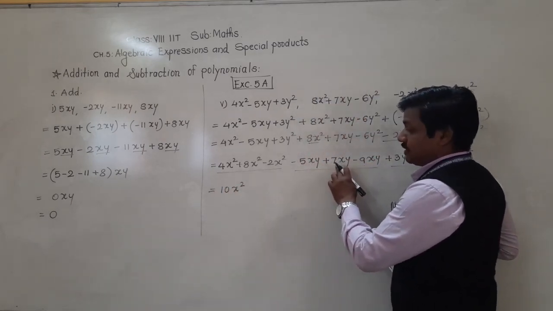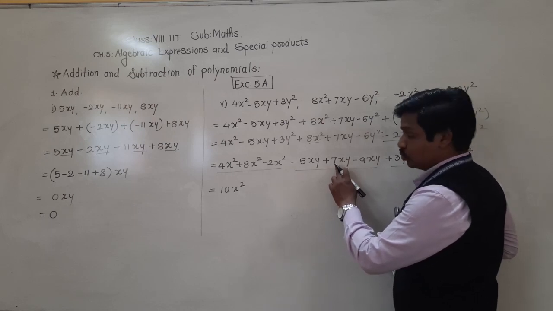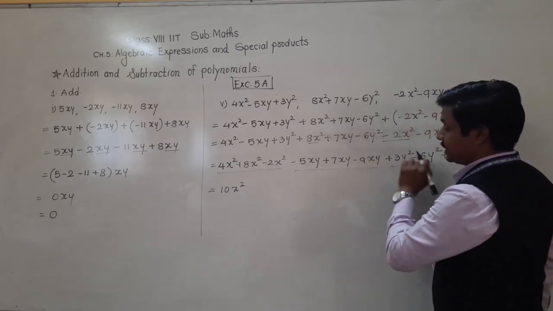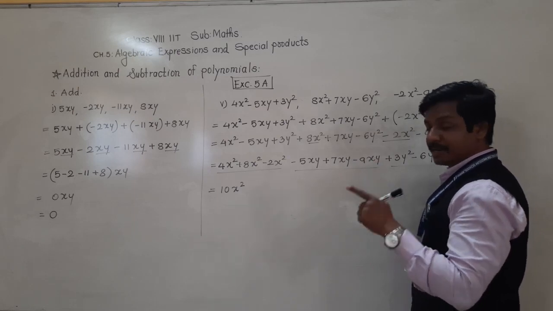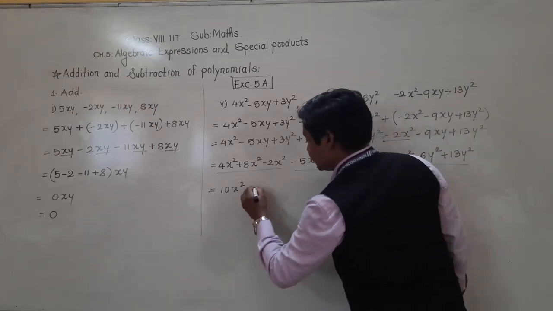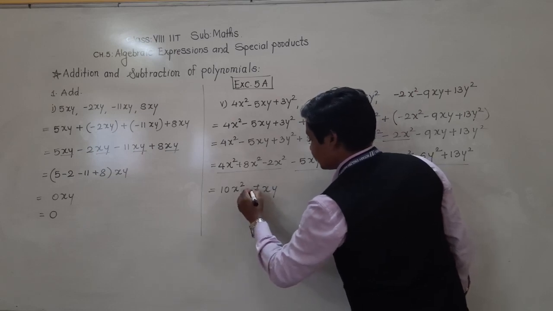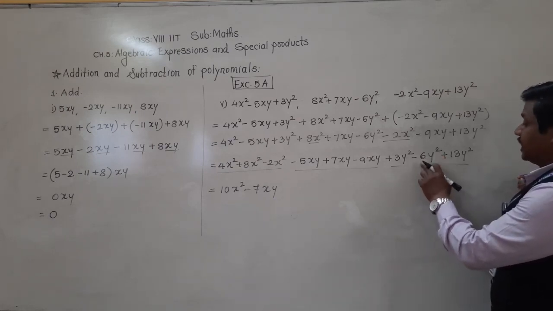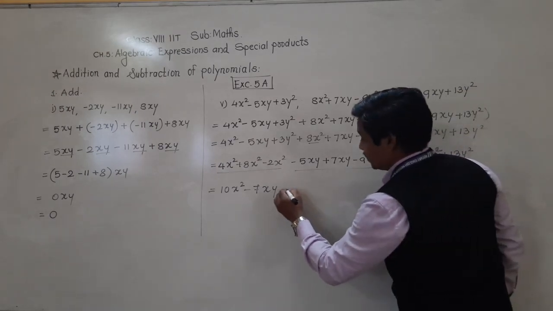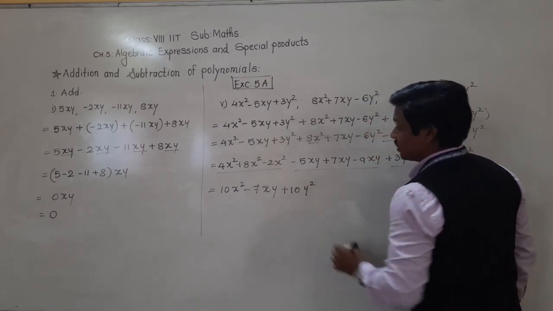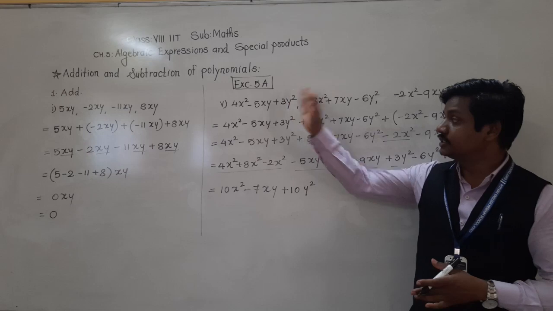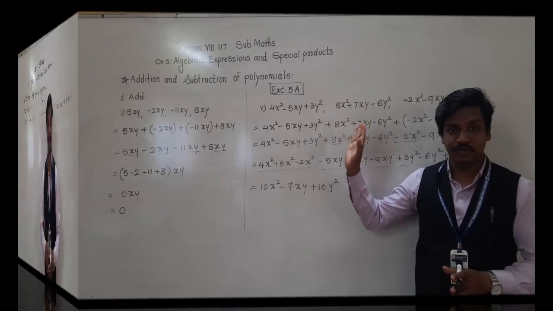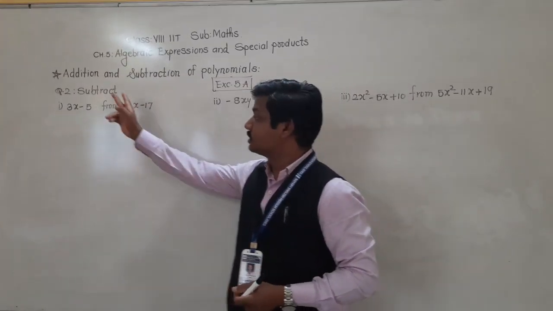Minus 5 plus 7, 2, correct? 7 is greater, so plus 2. 2 plus 2 minus 9, again, minus 7. So minus 7xy. Okay? And here, 3 minus 6, minus 3, minus 3 plus 13, 10, plus 10y square. Understood? So this is our answer of this addition of these polynomials. Okay. So the remaining 3 examples in this question you have to try. Then see here question number 2.